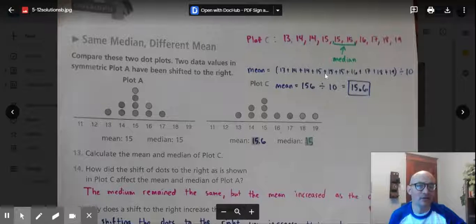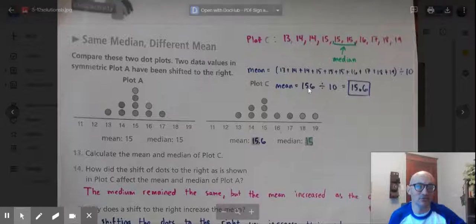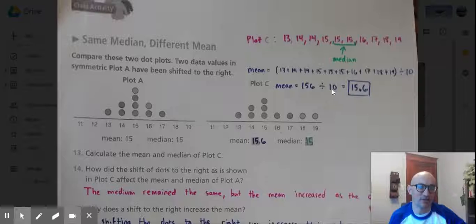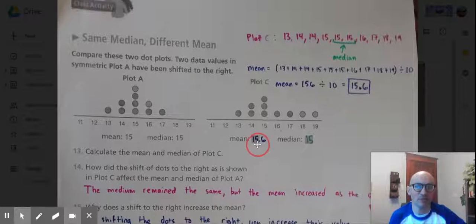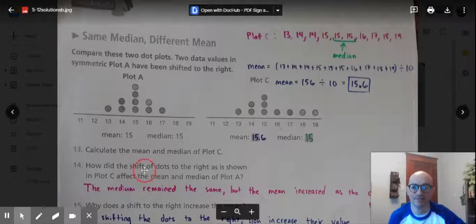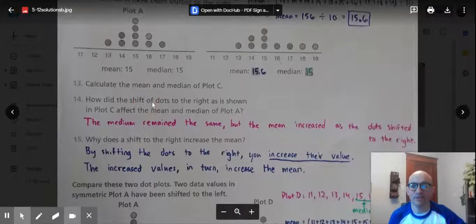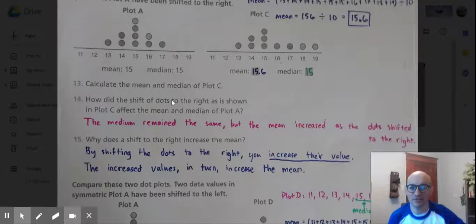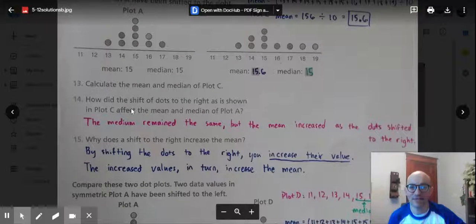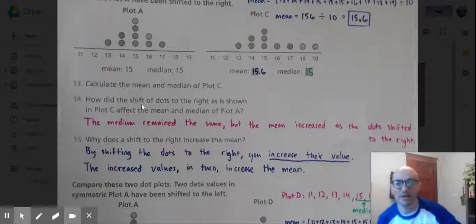When I add all these up, I get a total of 156. I still have to divide by 10. 156 divided by 10 is 15.6. So my mean is 15.6. Okay, 14 asks, how did the shift of the dots to the right, as shown in plot C, affect the mean and median of plot A?